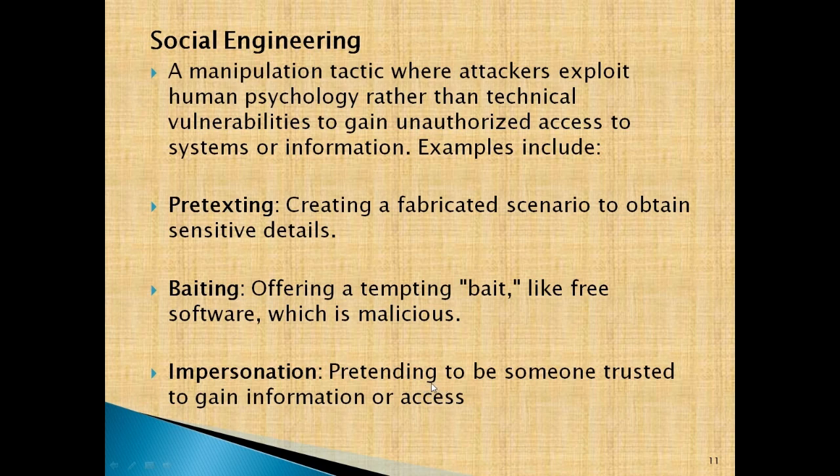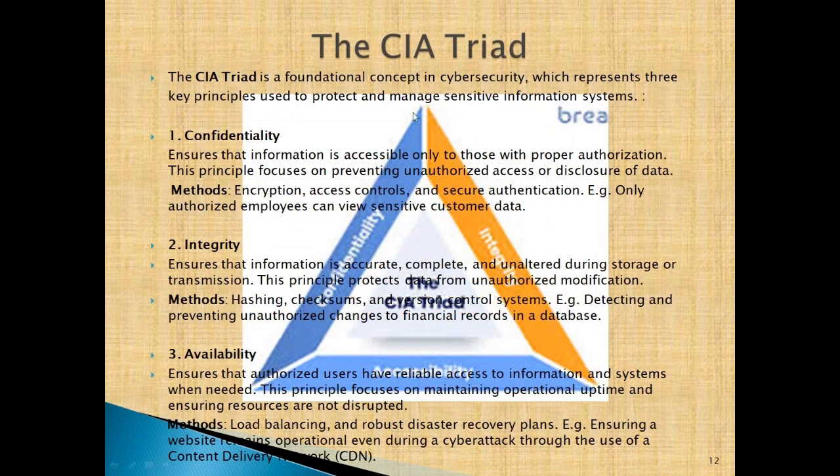So now let's make progress. That's what is also called the CIA triad. The CIA triad is a foundational concept which represents 3 key principles used to protect and manage sensitive information systems. Now, what are the 3? What is the CIA triad? We have confidentiality, we have integrity, we have availability.